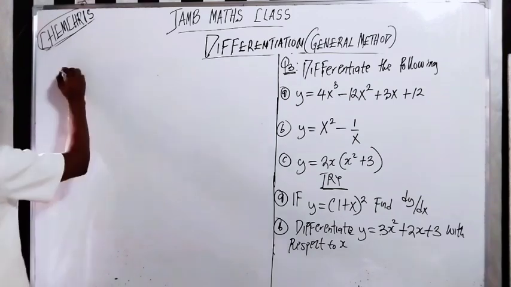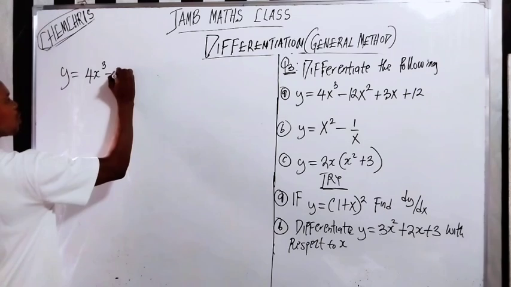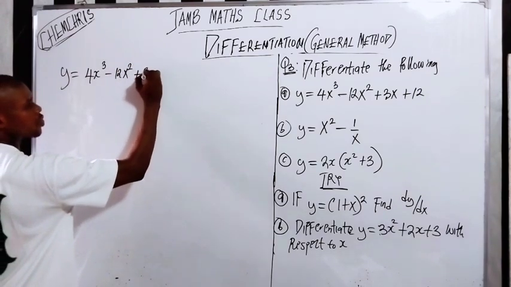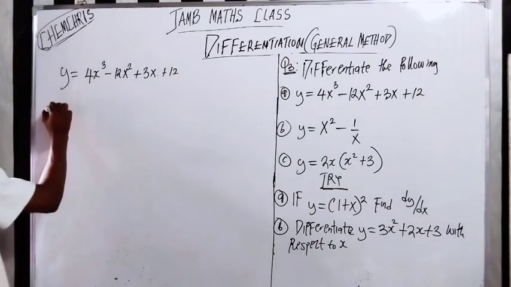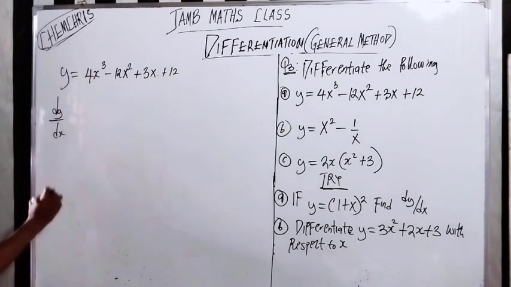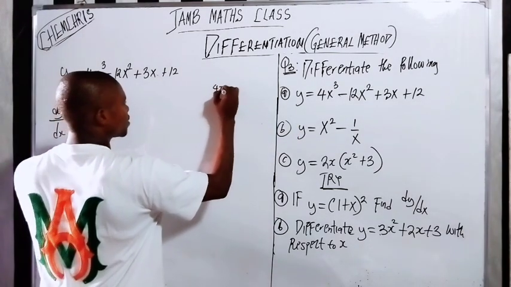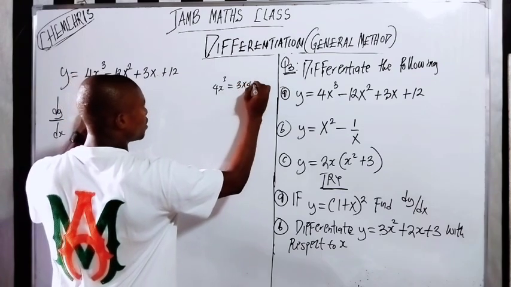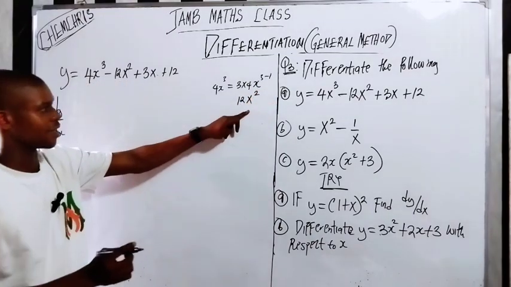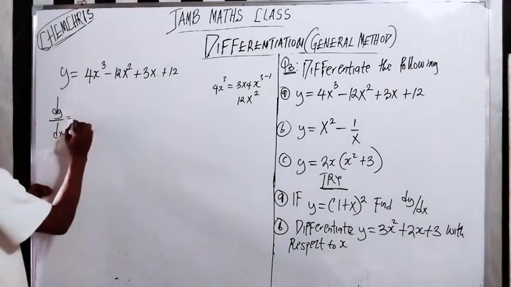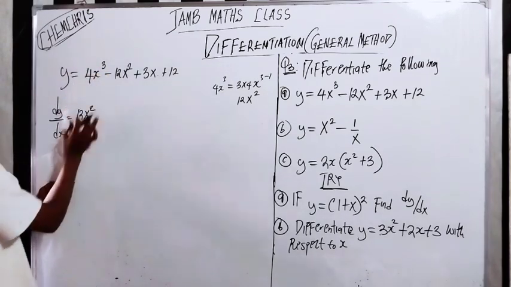So how do we differentiate this? Here we have y equals 4x raised to 3 minus 12x raised to 2 plus 3x plus 12. So let's find dy/dx. So dy over dx, because we are differentiating y with respect to x. Remember, if I have something like 4x raised to 3, it's 3 times 4x raised to 3 minus 1, which is going to be 12x raised to 2. Can you see that? When you differentiate this one, this is what you get.